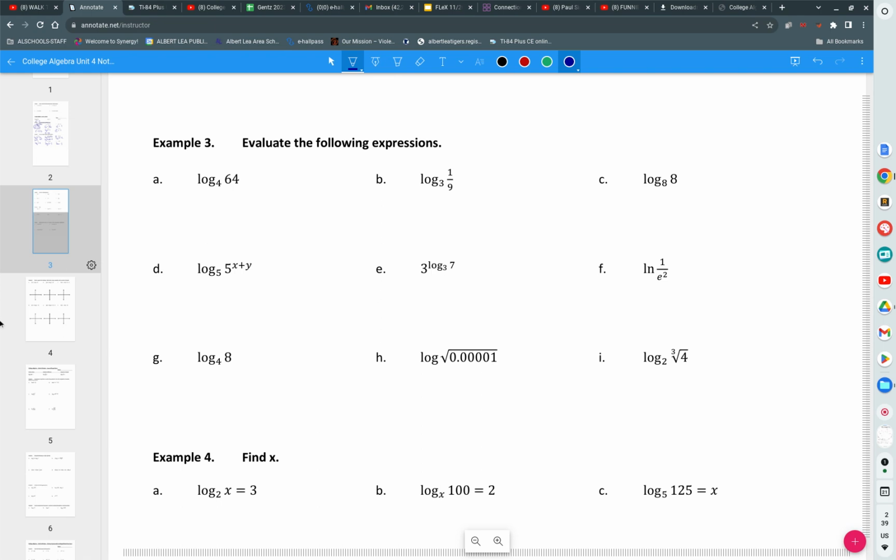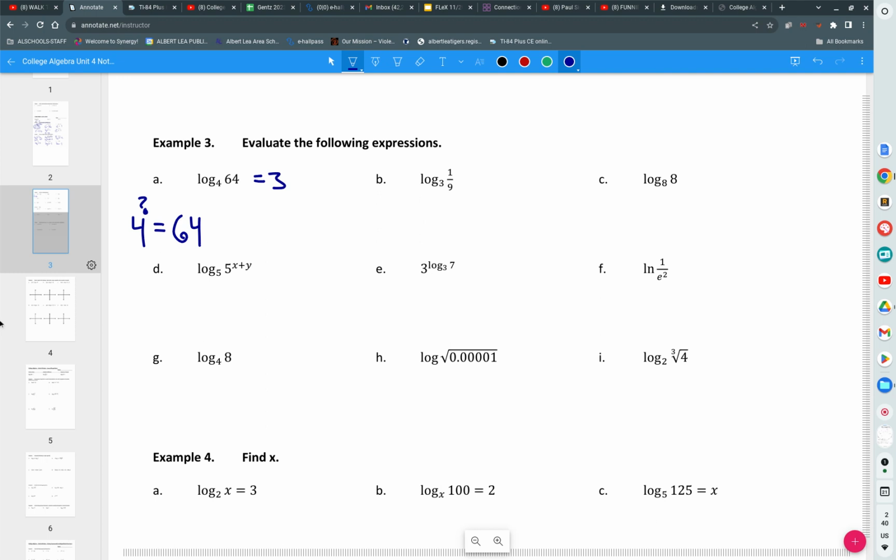All right, so we'd like to be able to evaluate some of these logarithmic expressions. Some of them are easy, some of them are pretty challenging, okay? This is log base 4 of 64. So that means 4 to what power is equal to 64? That's what this means. So what would the log base 4 of 64 be? It is 3, because it's 4 to the 3rd power.